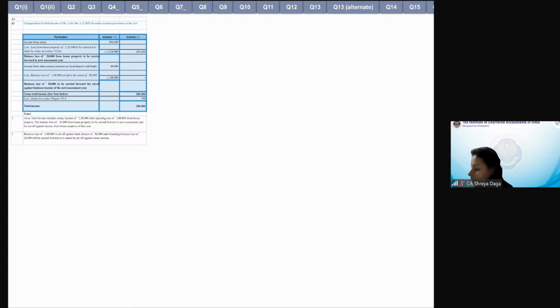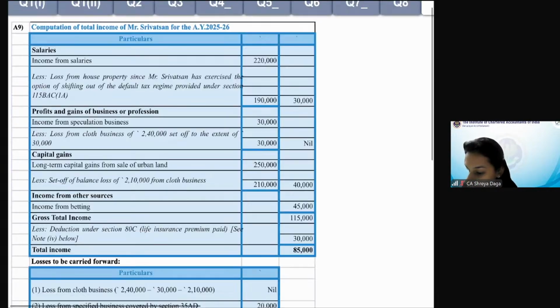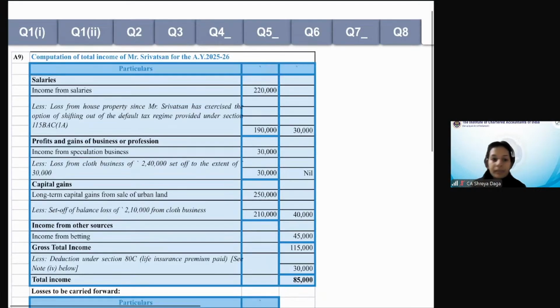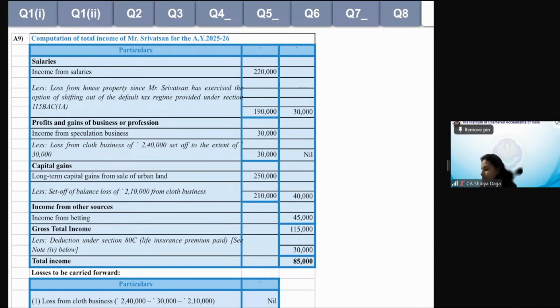Question number 9 we can do now. We are doing now. Question number 9. So please come to question number 9. Can you see my screen? Now at least the screen is visible. Srivatsan? Yes, Srivatsan. 6, 7, 8 homework. 9 we are doing. Okay.